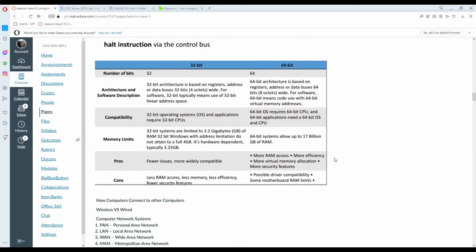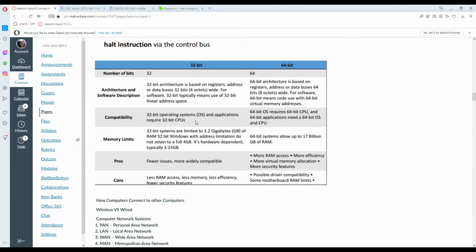32-bit and 64-bit. So when we say 32-bit and 64-bit, we pertain to the number of bits, we pertain to the architecture and software description. 32-bit architecture is based on registers, address or data buses, 32 bits or 4 octets wide. For software, 32-bit typically means using 32-bit linear space address. 64-bit uses 8 octets. So 64 bits means code used with 64-bit virtual memory addresses.